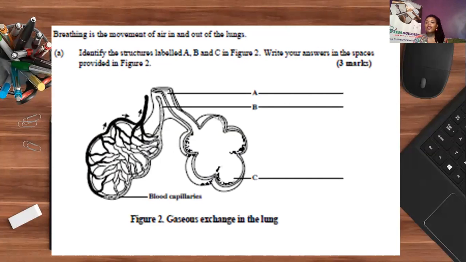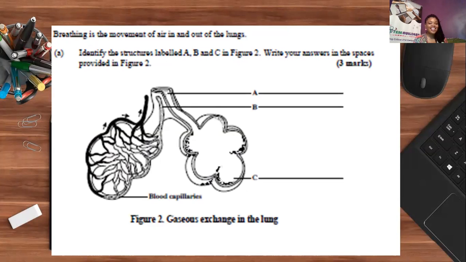Breathing is the movement of air in and out of the lungs. As we mentioned before, identify the structures labeled A, B, and C in figure 2. Write your answers in the spaces provided. So there you have A, B, and C. What do you think A is?